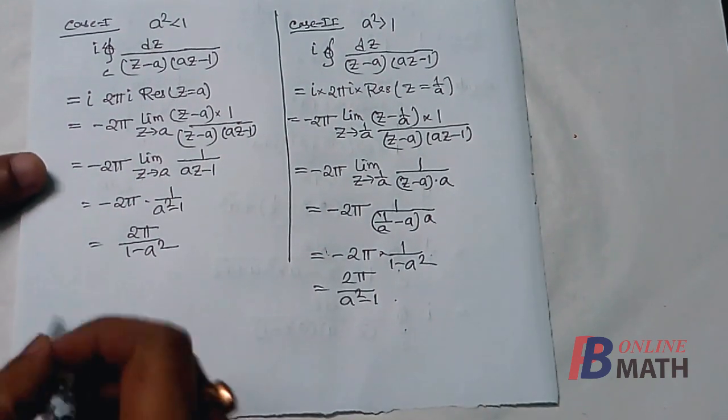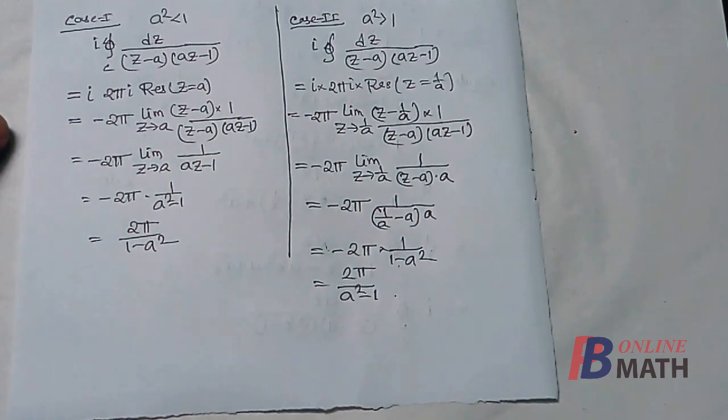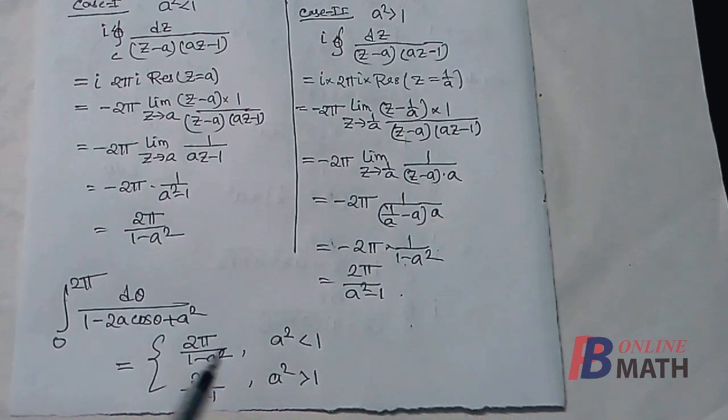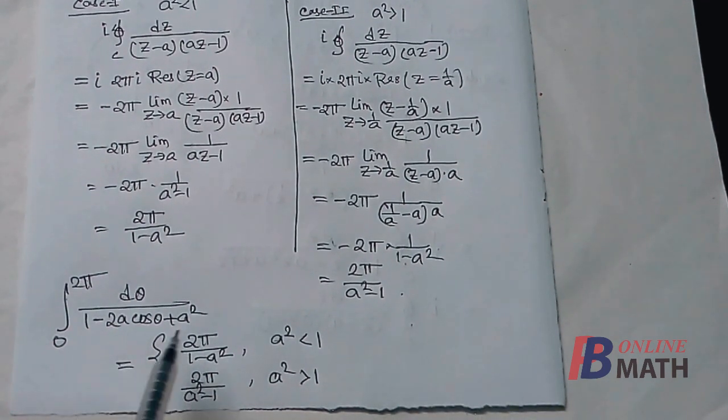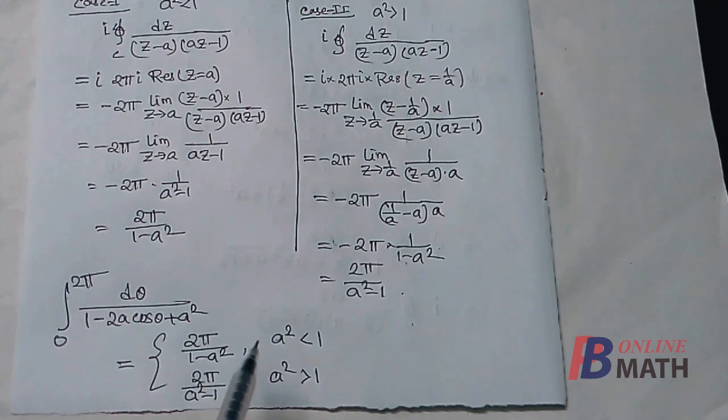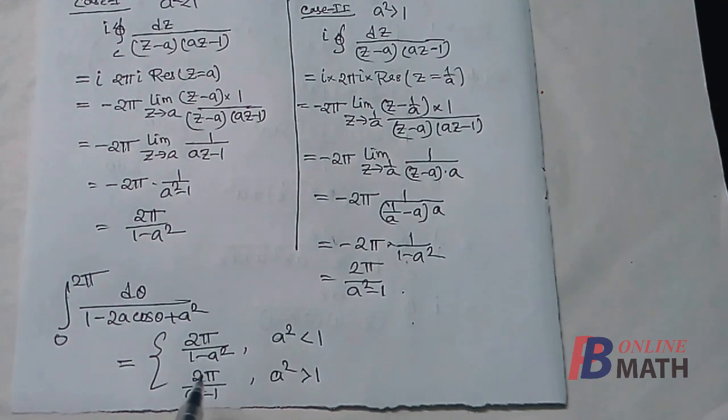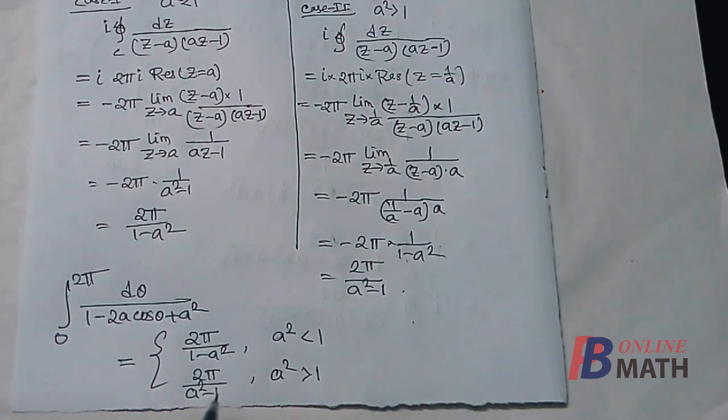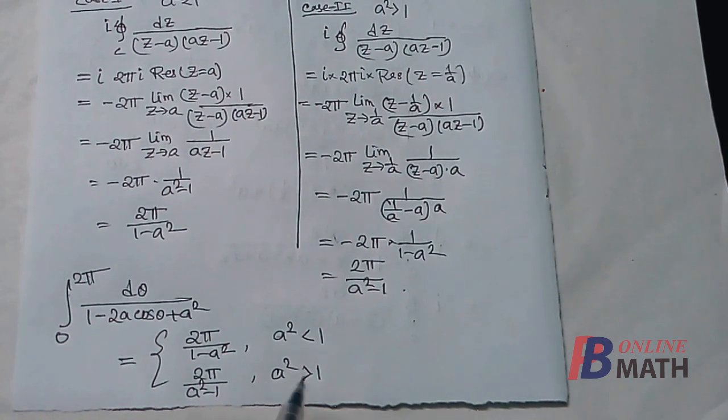So finally we write the result. This is the final result. The value of this integral is 2 pi by 1 minus a square if a square is less than 1, and 2 pi by a square minus 1 if a square is greater than 1.